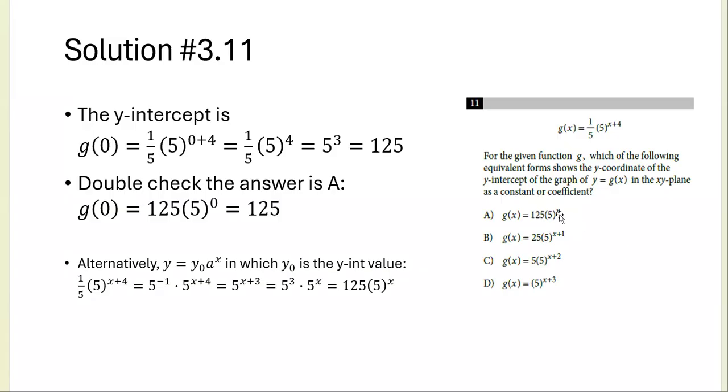Okay? And we can quickly double check. g of 0, so we plug in x equals 0 there. You get the same 125, so we're good. Okay? So this is the quickest way to solve it, in my opinion.